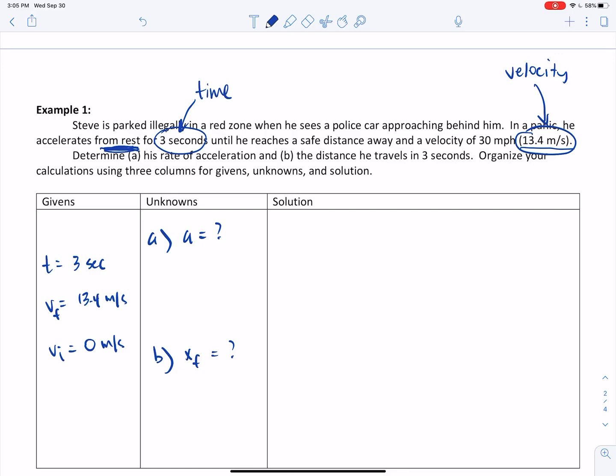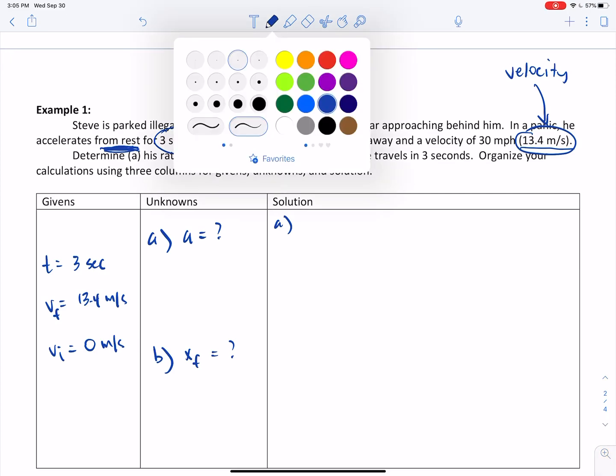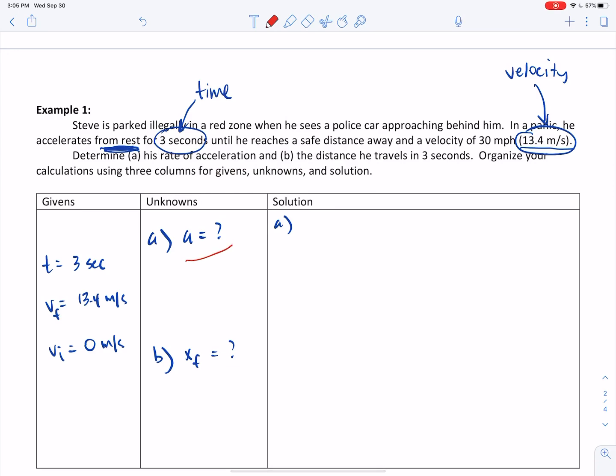All right, so here we go. I'm going to organize my solution into 2 parts. Part A, where I'm being asked to find the acceleration. What I want to essentially do is look at my unknown and group it with my givens and say, does this information seem to fit with one of my big 3 kinematic equations? And I'm going to say, yeah, it kind of feels similar to equation 2.